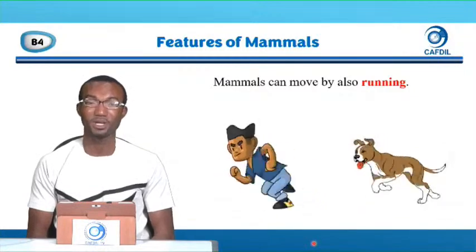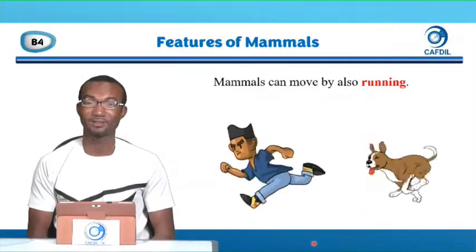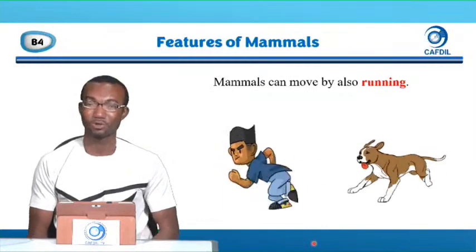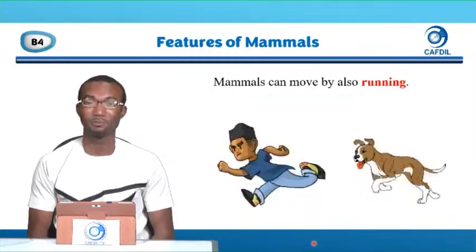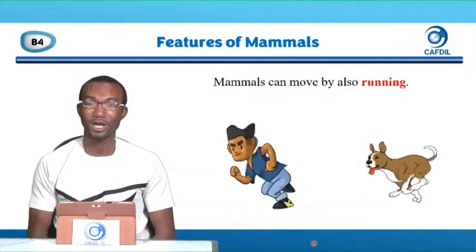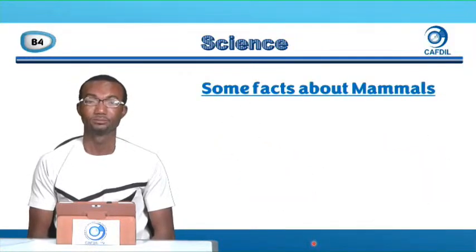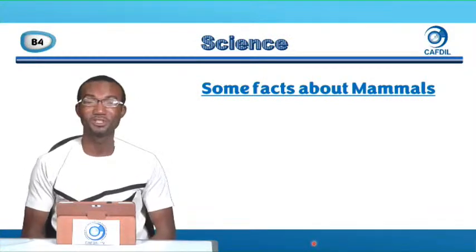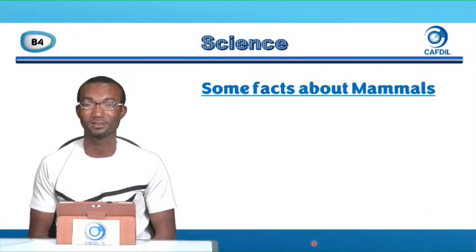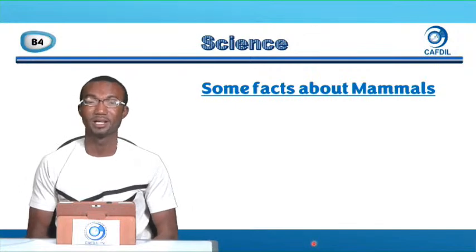When we're talking about birds, most birds move by flying. Some also walk. But mammals move by walking. We don't fly. We walk or run. Good. Now we have gone through some features of mammals. What really makes them mammals?